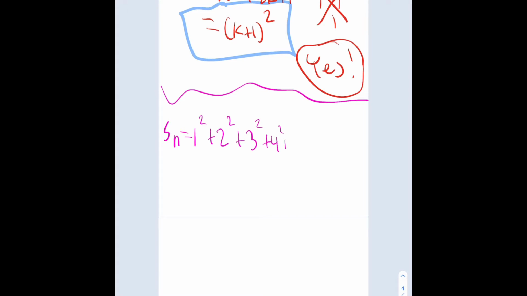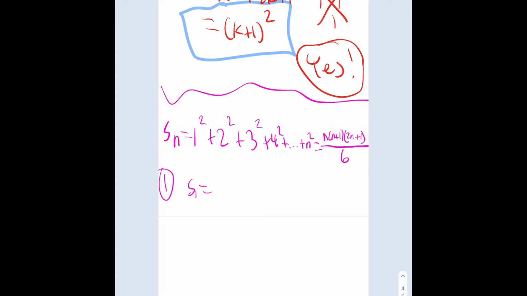S sub n equals 1 squared plus 2 squared plus 3 squared plus 4 squared, plus n squared, equals n times n plus 1 times 2n plus 1 all over 6. Oh, we've got to get more room. Wrote it too big.